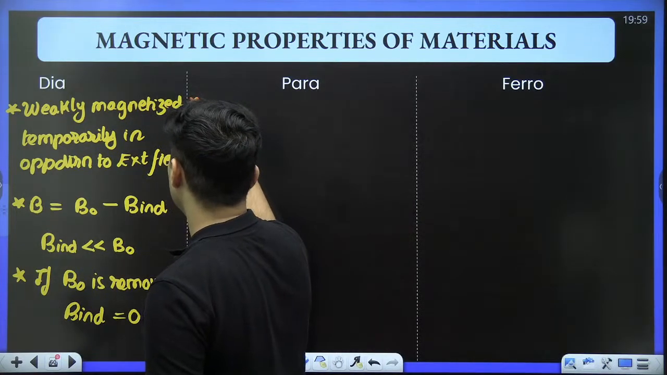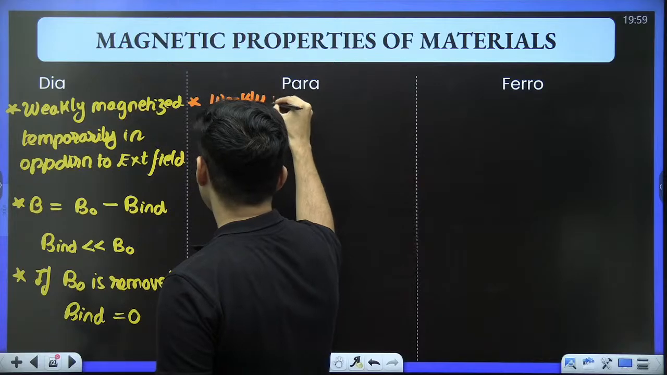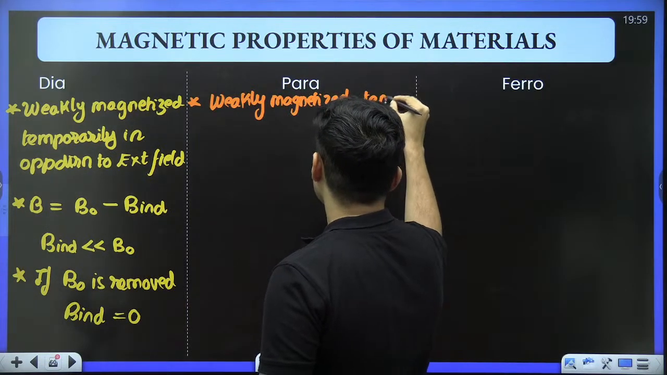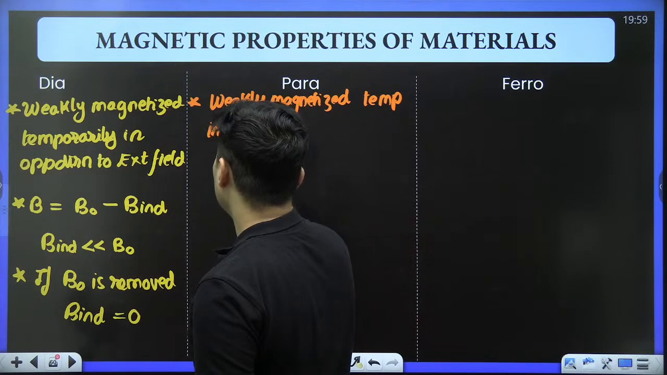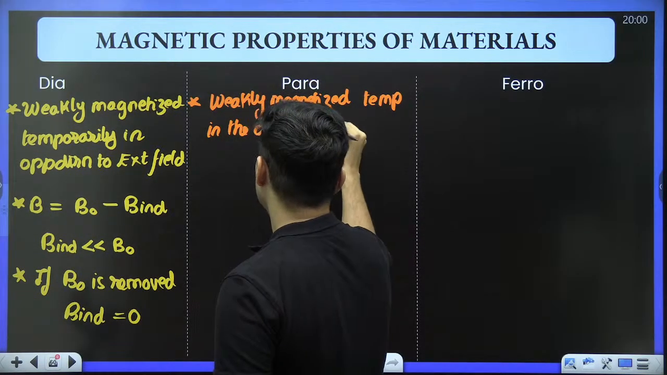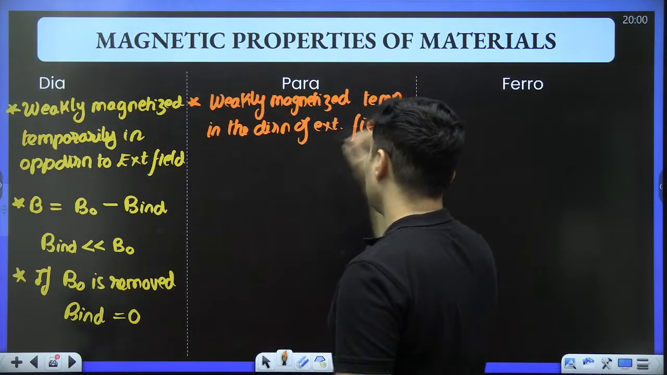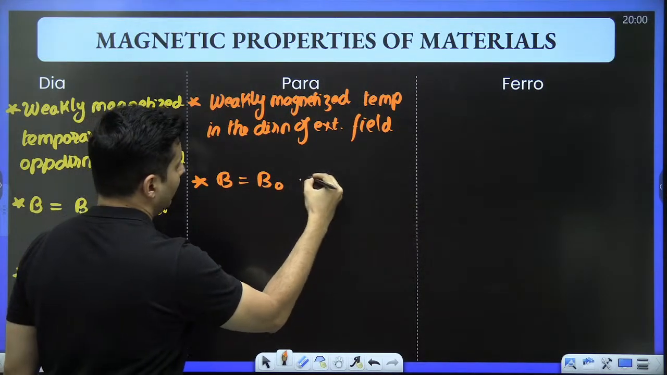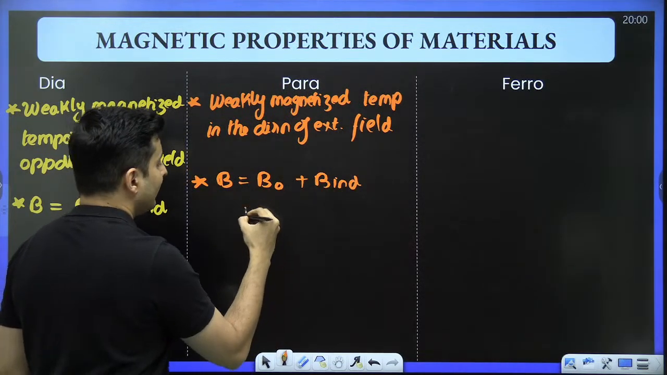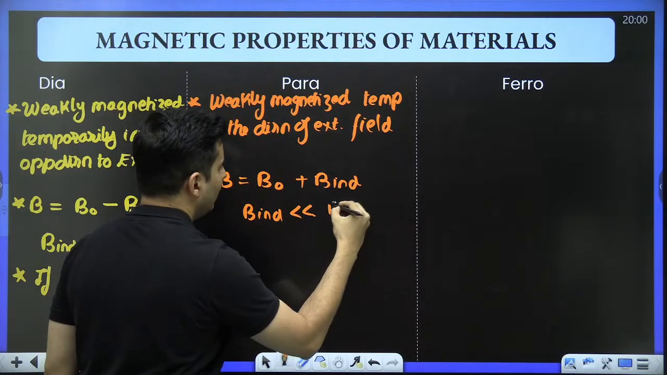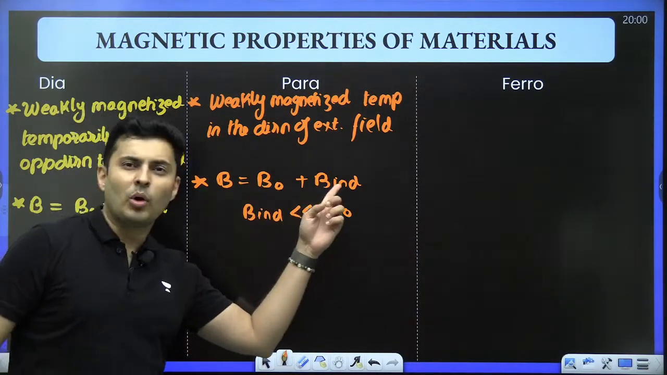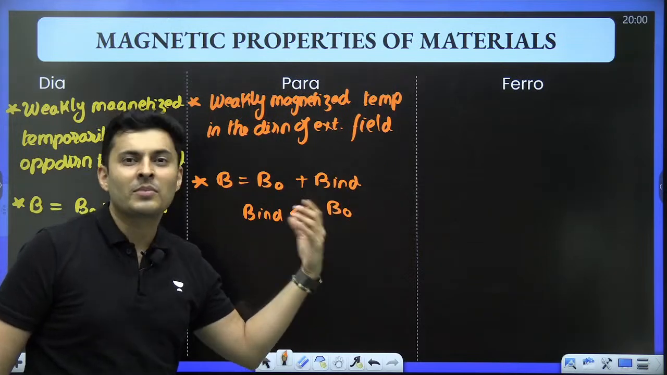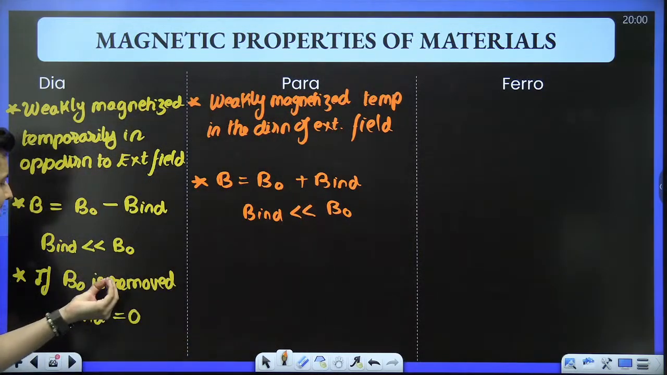In case of paramagnetism, it is weakly magnetized temporarily in the direction of the external field. In the same direction. So because of which you can say that the total field is external field plus the induced field. But needless to say, induced field is smaller than the external field. So if this is 1 or 2 Teslas, this will be 0.05 Tesla, 0.06 Tesla, like that. So if the old field was 1 Tesla, this might become 1.005 Tesla. Something like that. It will become slightly more. Here it becomes slightly less.